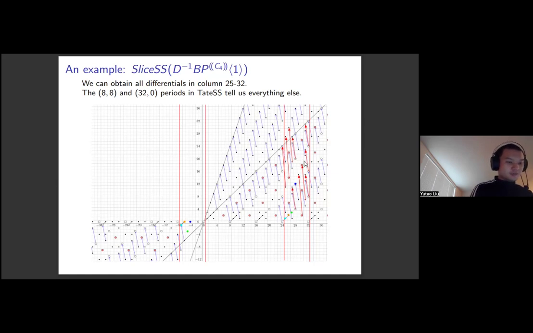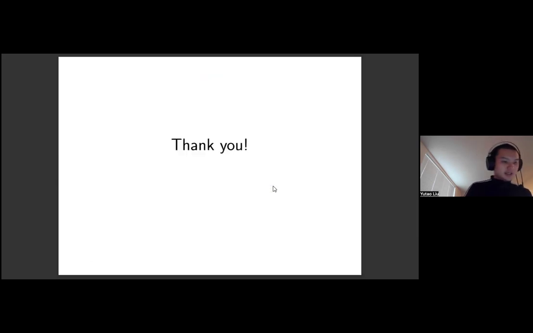So here you can see how powerful this tool is by combining different structures. We are also trying to compute more slice spectral sequences with these techniques, and hopefully we can get interesting results from them. I guess that's all I want to talk about.